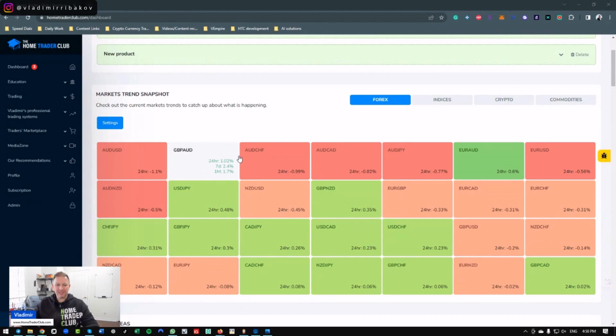A golden combination, I love to call that. Okay, 1 month, 7 days, and 24 hours. They are all synchronized with over 1% move. That's a very strong technical sign of course, an ongoing trend. And the trend is bullish here, as we can see. So I take that information and I go to the chart.